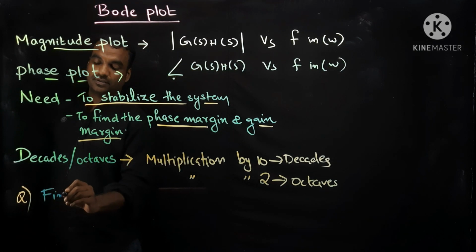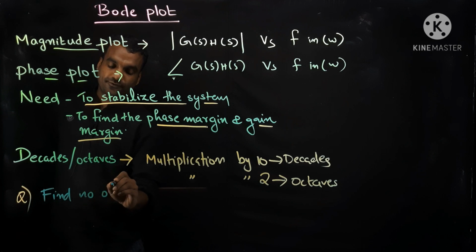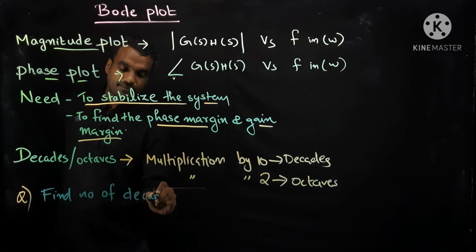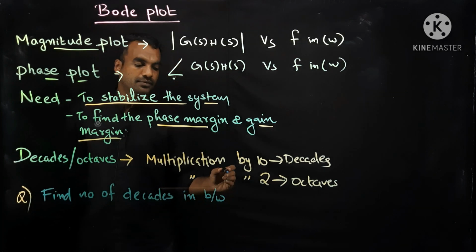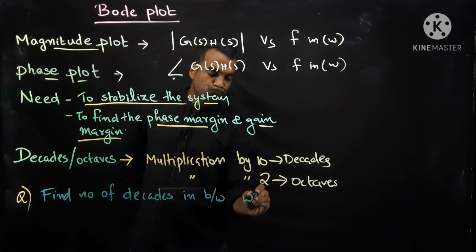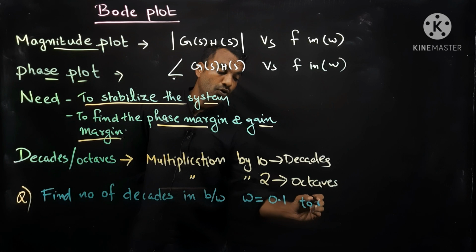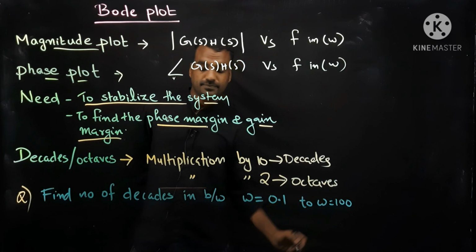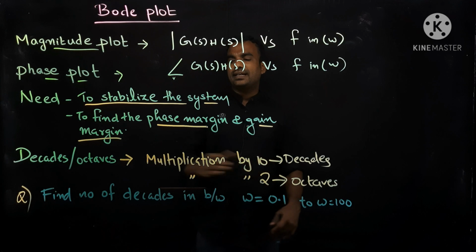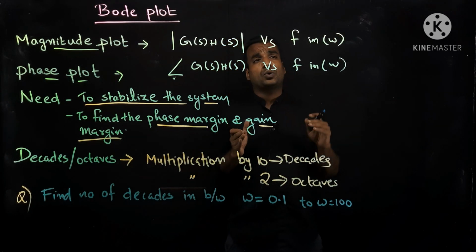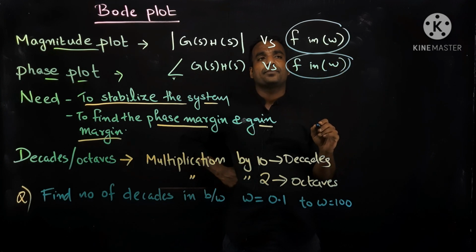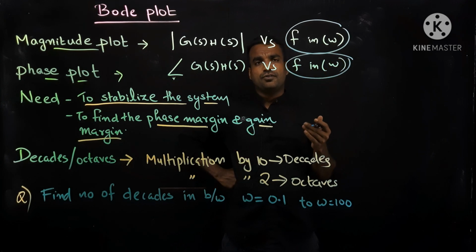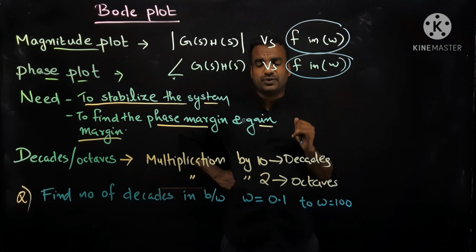Find the number of decades in between frequency omega equal to 0.1 and omega equal to 100. Decades and octaves are used in Bode plot to specify the x-axis. In the x-axis of both diagrams, we are taking frequency. For specifying that frequency, we are using decades.